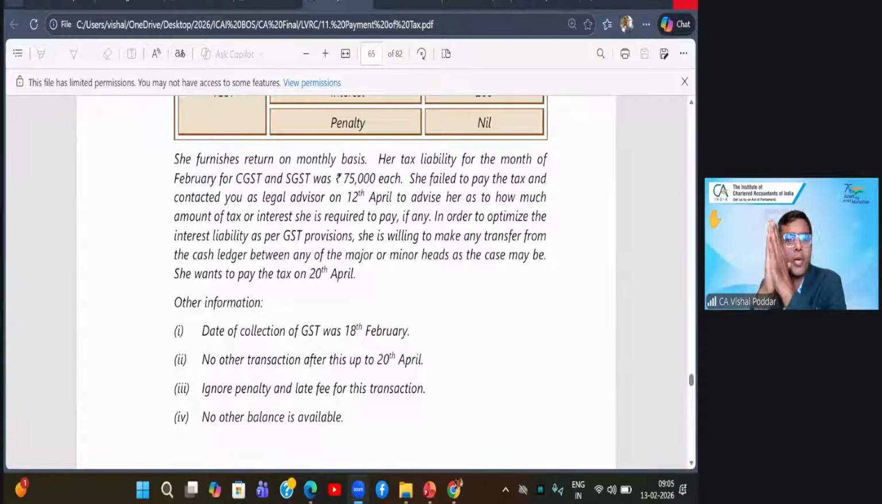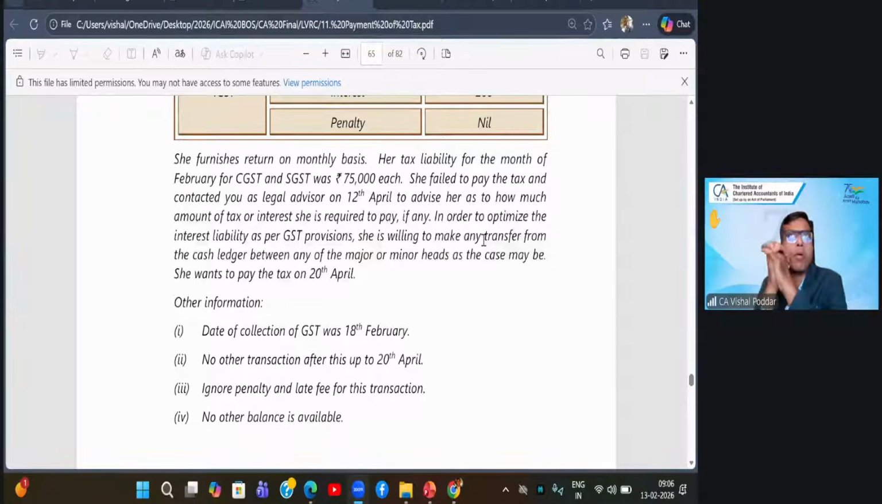So basically, what is the point? You have a liability of February, which should be paid by 20th of March. But you did not pay it, you failed to pay the tax, and then on 12th April, the person comes to you. The person wants your advice as to how much tax, interest, penalty the person is required to pay. And in order to optimize the interest liability as per the provision, she is willing to transfer. So as I said, within your cash ledger, you can shift the balance from one account to another. So what can be done?